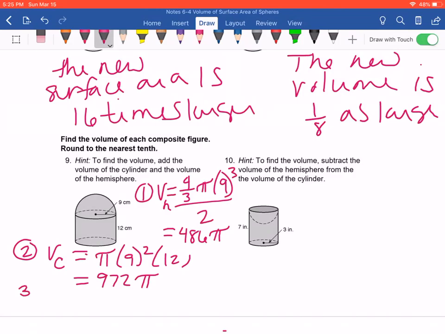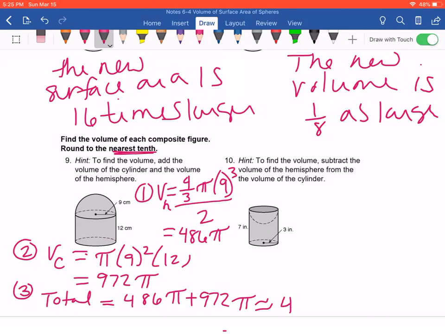Our last step here is to actually find the total volume. So we find the total volume by taking 486 pi plus 972 pi, which leaves us with approximately, remember we're rounding to the nearest tenth per our directions, about 4,580.4 centimeters cubed, because we are in fact talking about volume.